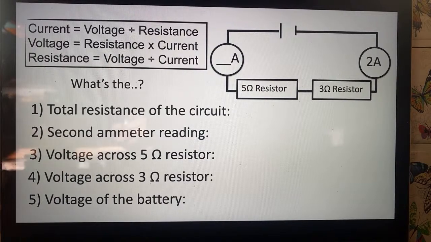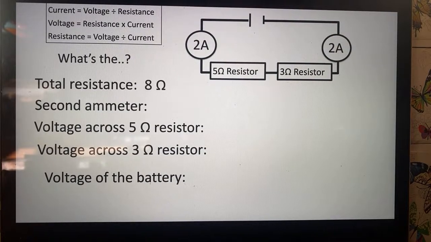The total resistance of the circuit is 8 ohms. You just add up all the different resistances all the way around the circuit. So the total resistance is 8 ohms. The reading on the second ammeter, I only just told you that, didn't I? Sorry. But yes, the reading on any ammeter you put in this circuit will always be the same because it's just a looped circuit, right? So the current is always going to be the same all the way around, just like with our rope model.